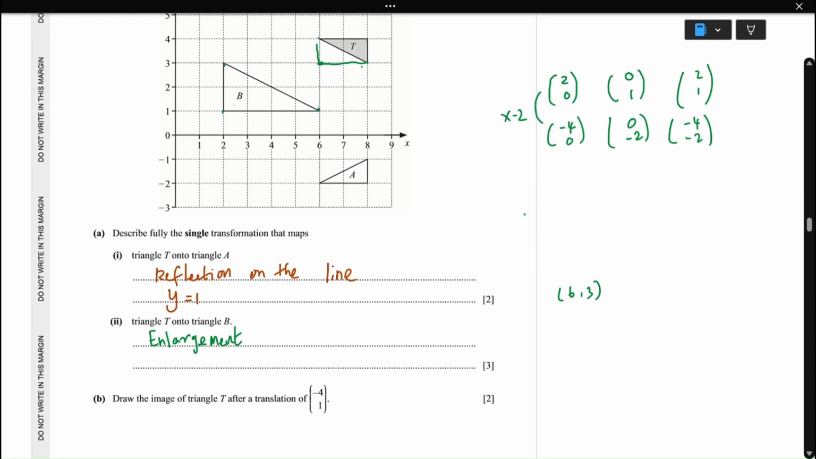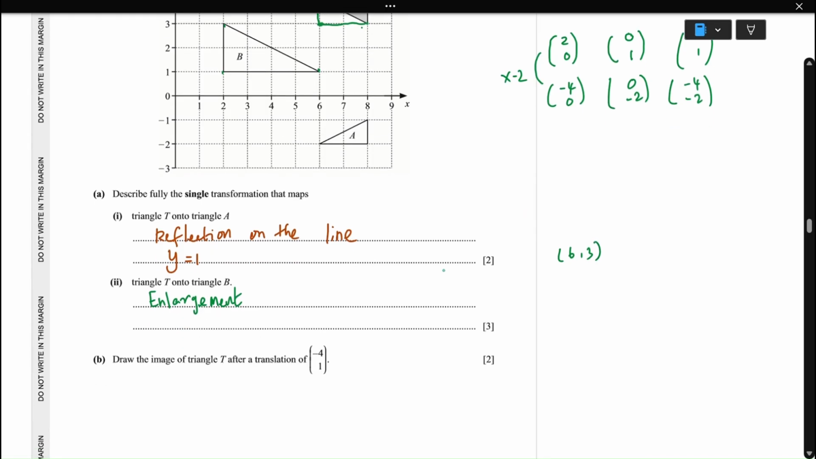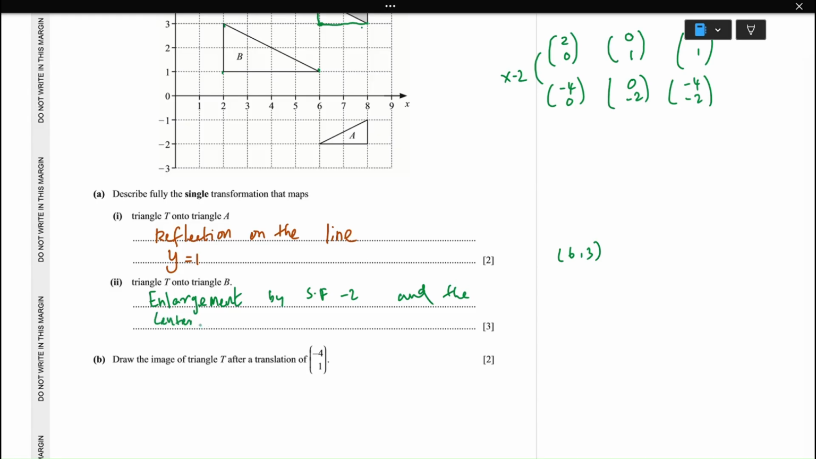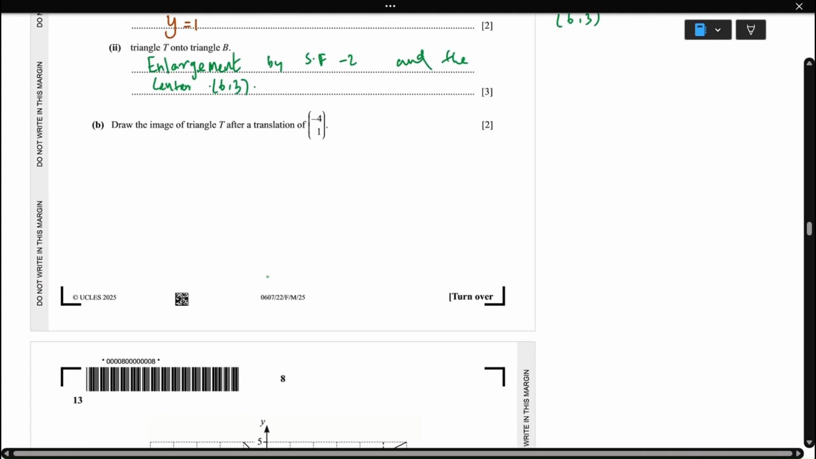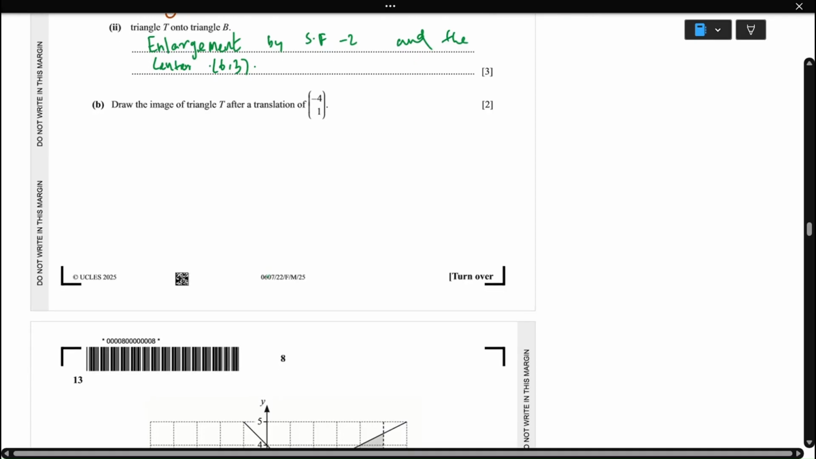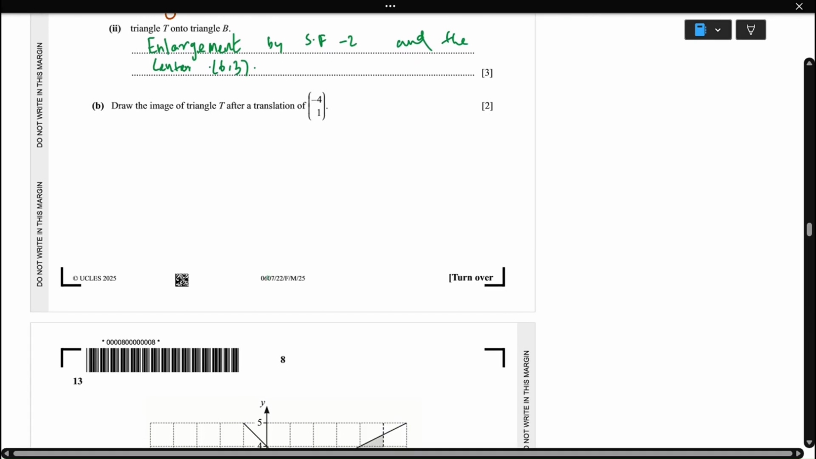So the scale factor is going to be negative. Enlargement by scale factor -2, and the center is 6 comma 3. That's it. That's the answer. The next question, draw the image of a triangle T after a translation -4 comma 1.